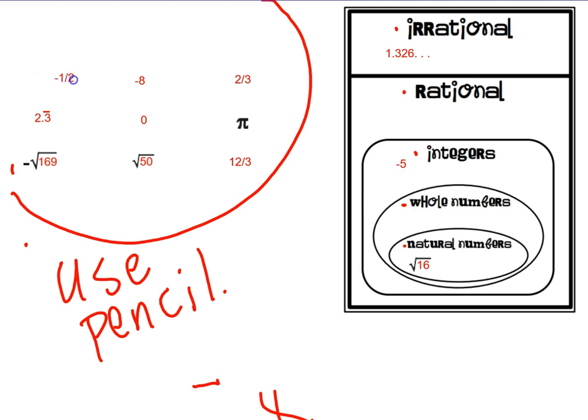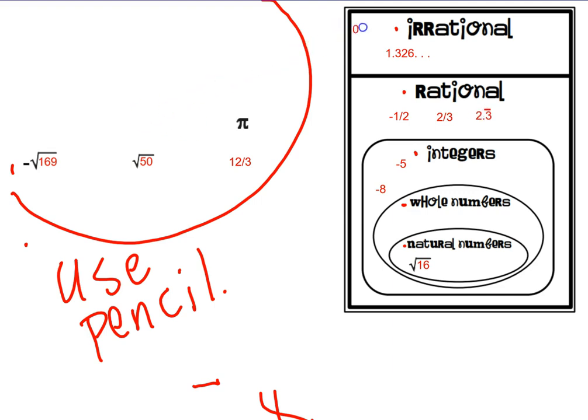Negative 1/2. First we decide, is it rational or irrational? That's right, it's rational because it's a fraction, but it's not an integer because an integer is whole numbers and their opposite. So you're going to put negative 1/2 there. Negative 8 is rational, and it's also an integer. 2/3 can be written as a fraction, so it's going to go in our rational category. 2.3 repeating does keep going, but it's predictable, so it's not irrational. It's rational.